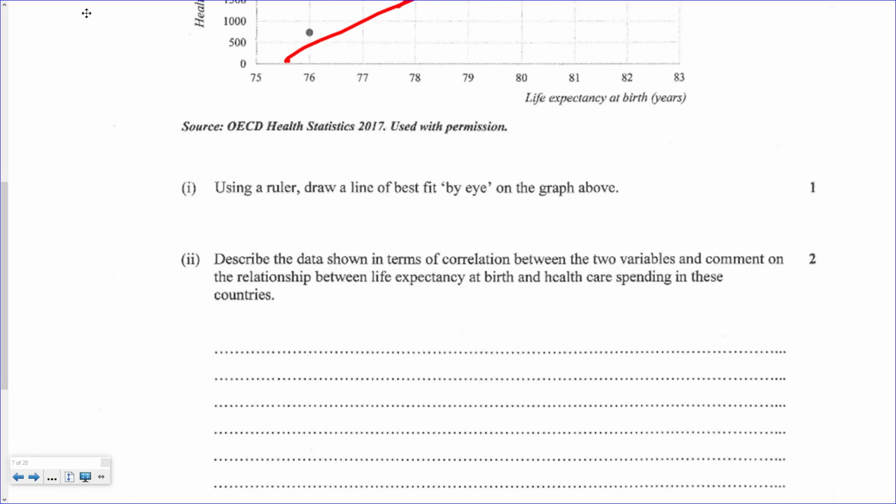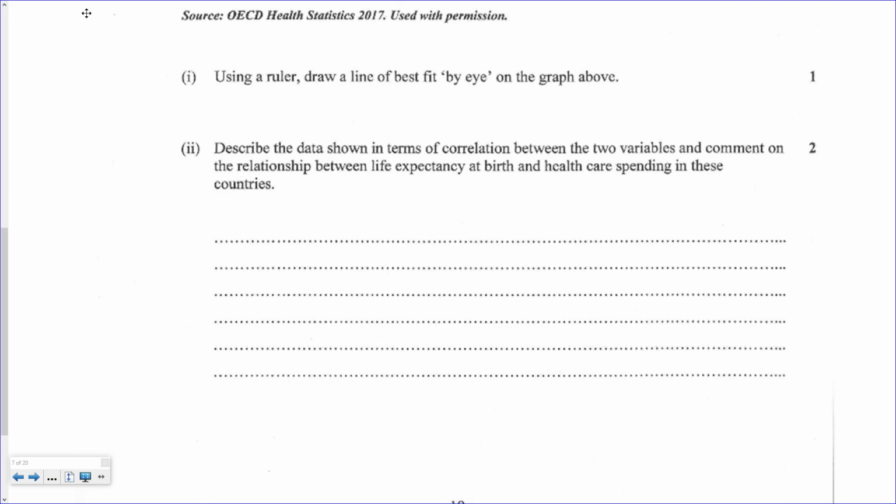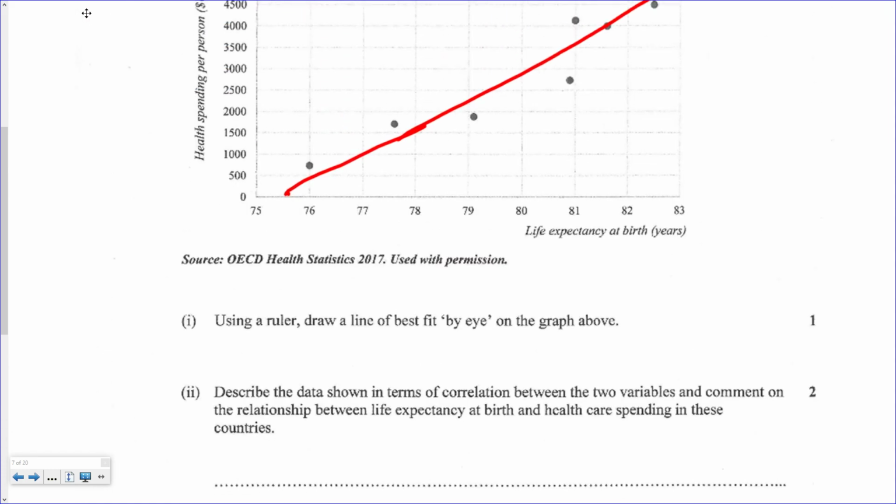Okay. And what we need to do here is describe the data shown in terms of correlation between the 2 variables and comment on the relationship between the life expectancy at birth and healthcare spending in these countries. This sounds like a kind of big wordy question, and you're not really sure what this means. But basically what it comes down to is you just need to comment on the correlation.